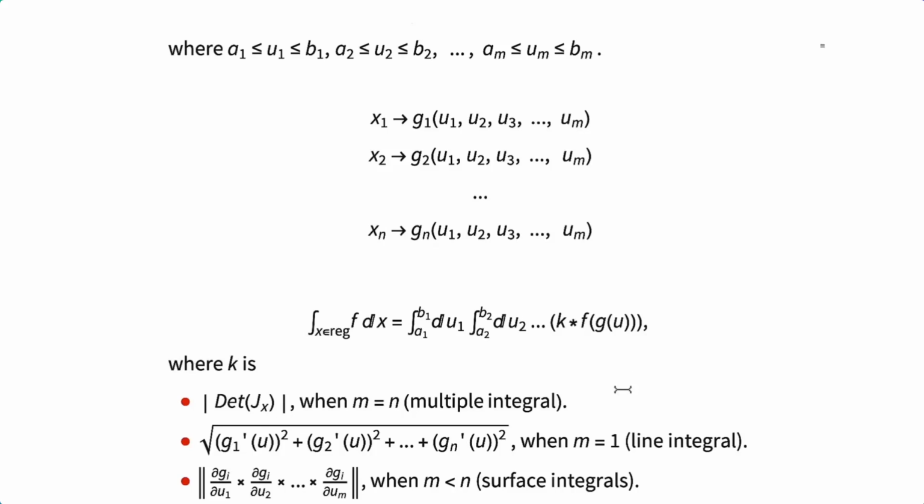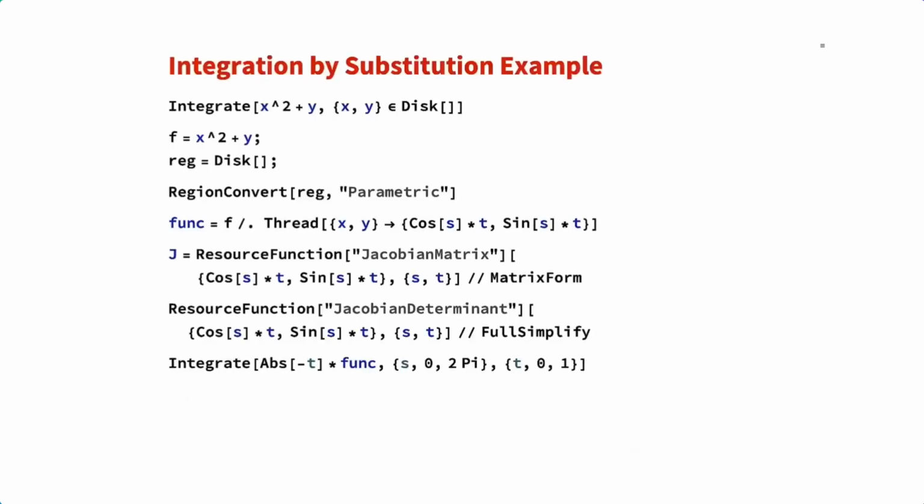It equals the absolute value of the determinant of a Jacobian matrix of substitution when we have a multiple integral. It equals the square root when we have a line integral. And it equals the vector product of the partial derivatives of the parametrization when we have a surface integral. Let's apply this technique to the previous example.